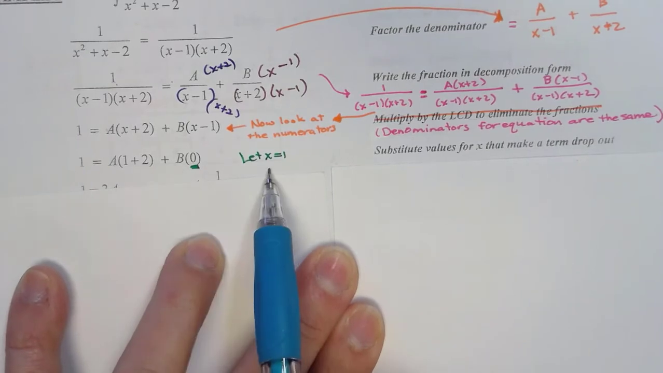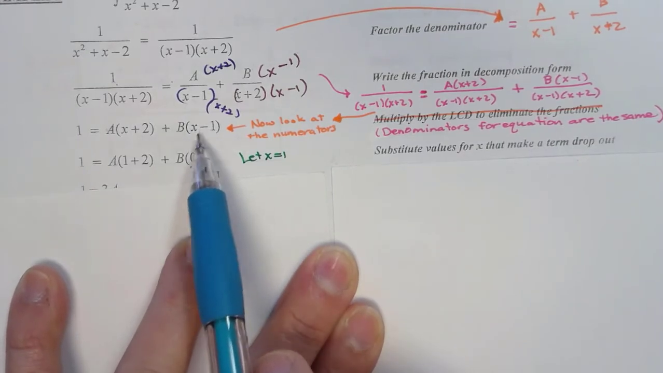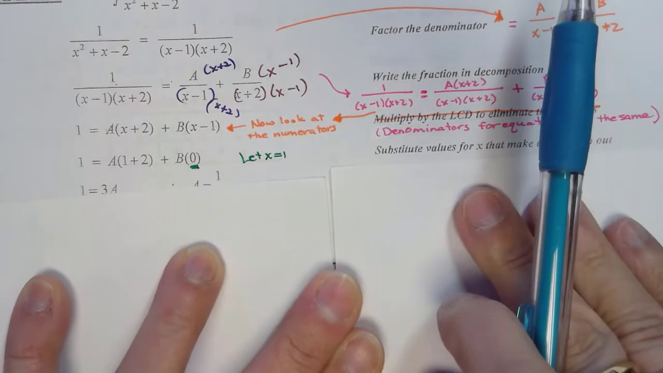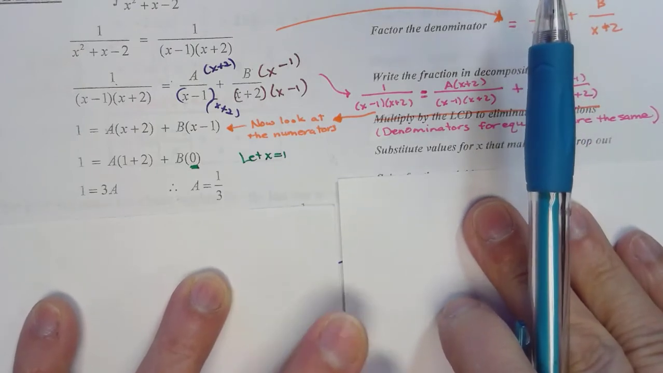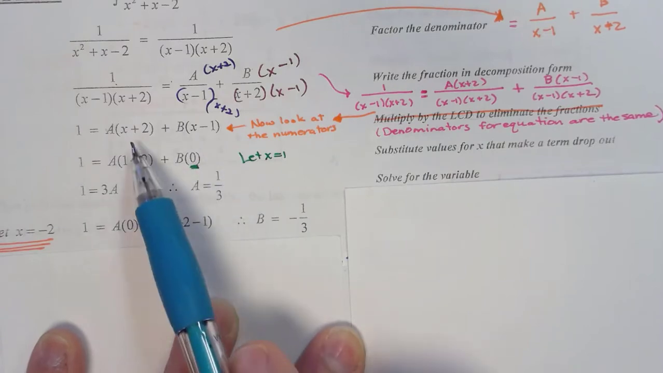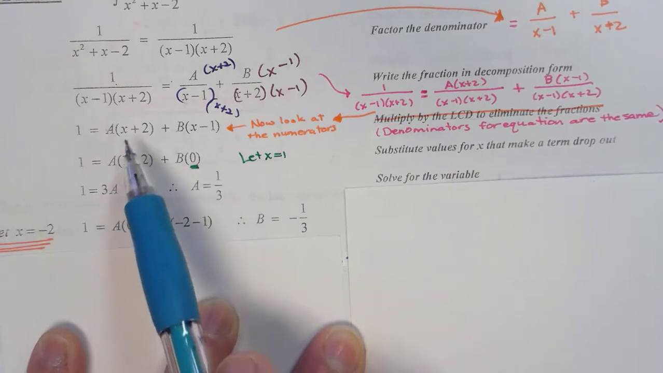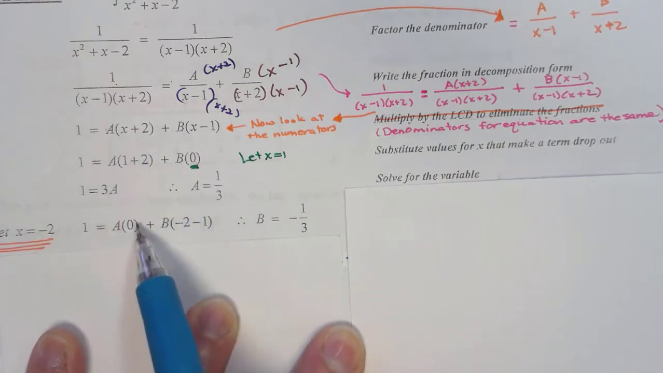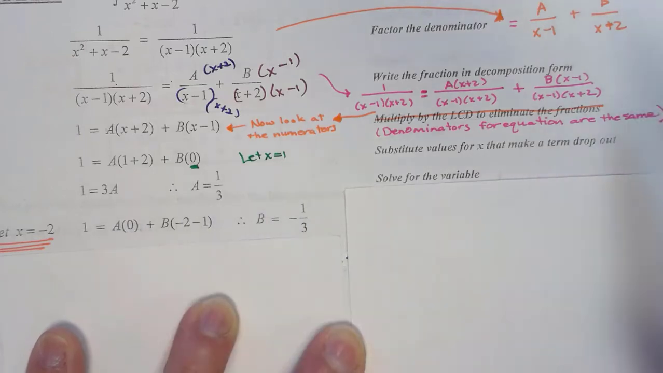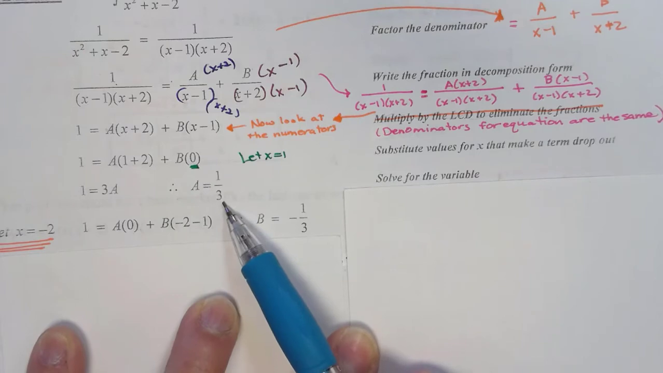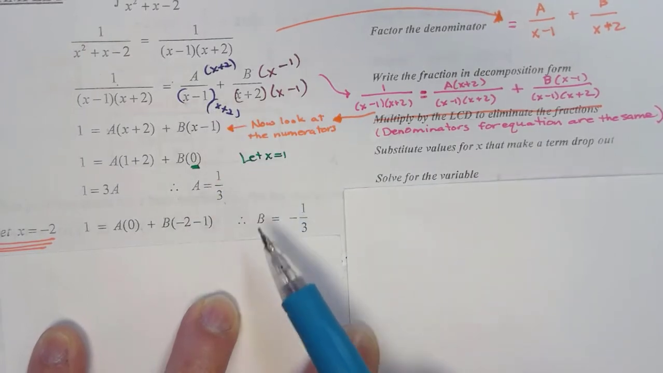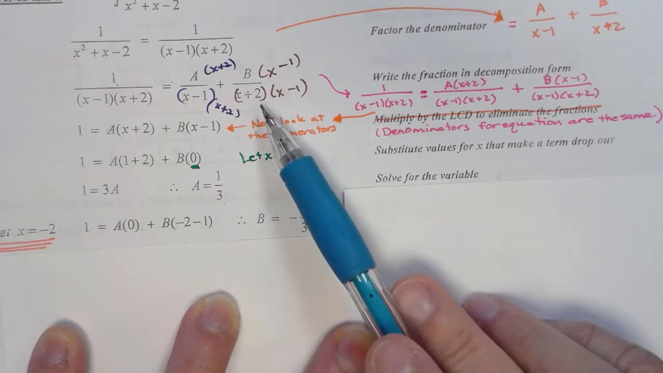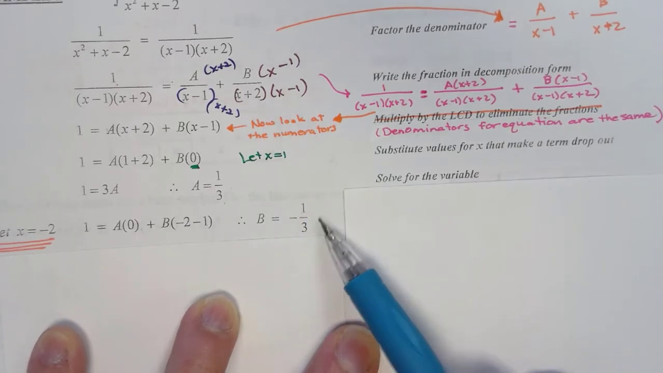So letting x equal 1 makes this 0, which lets me find that a is 1/3. Using the same procedure, letting x equal negative 2 will make this factor 0 and this term 0, and b is negative 1/3. So the constant that goes with the denominator of x minus 1 is 1/3. The constant that goes with the denominator of x plus 2 is negative 1/3.